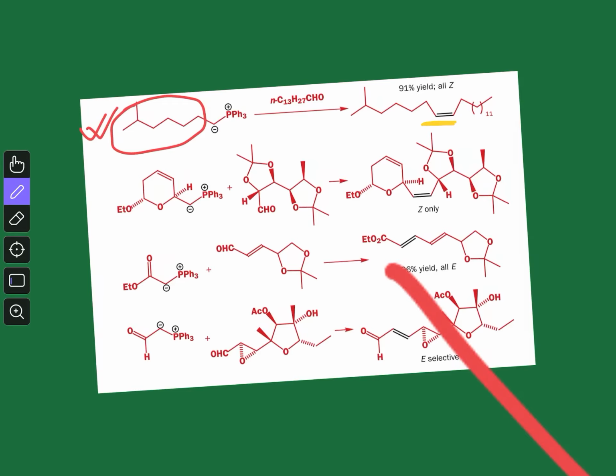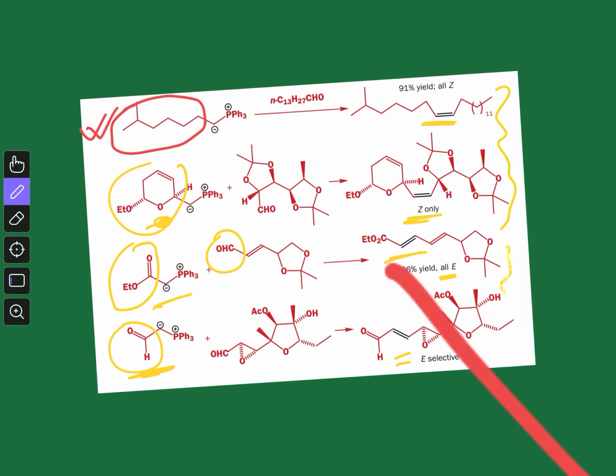Similarly, in this case you can see there is no stabilizing group, there is a normal group, and here also you are getting only the Z product. But in the next example, you have the same stabilizing ester group, and with this aldehyde you are now getting the E product. You can see because it is a stabilized ylide, you are getting the E product. Similarly in this case also you are using a stabilized ylide, where the stabilizing group is this aldehyde group, and you are getting this E product. So of these 4 examples, 2 are based on the unstable ylide and 2 are based on the stable ylide.